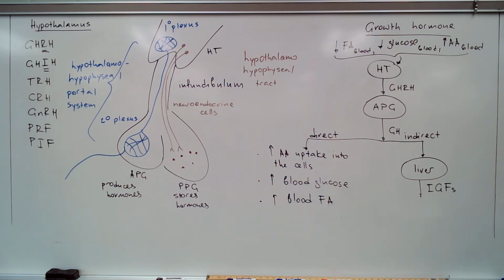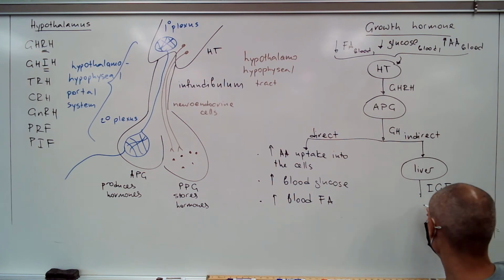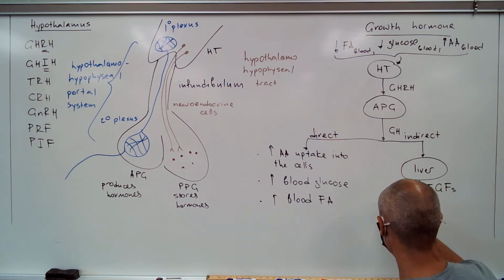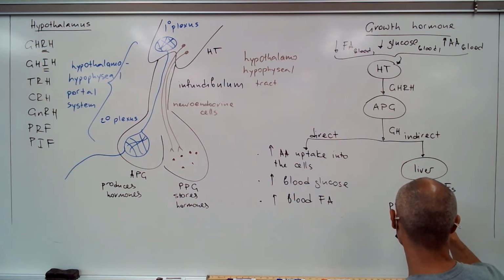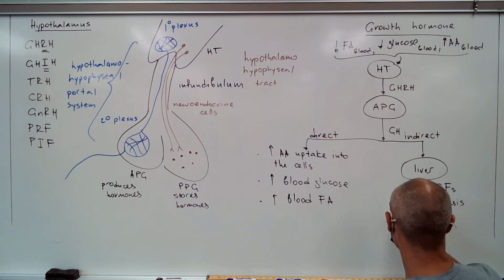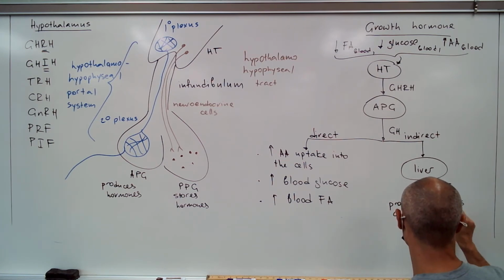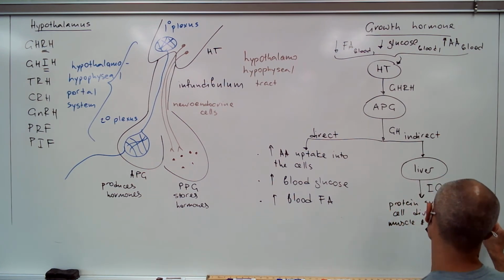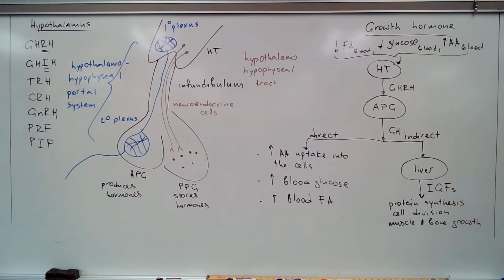Okay? So far makes sense? And these insulin-like growth factors essentially stimulate protein synthesis, cell division, muscle and bone growth. Are you with me so far? So this is your indirect effect. And it's called indirect because growth hormone does not result in this directly. It goes through the intermediary, through the liver, which releases insulin-like growth factor. Does that make sense?